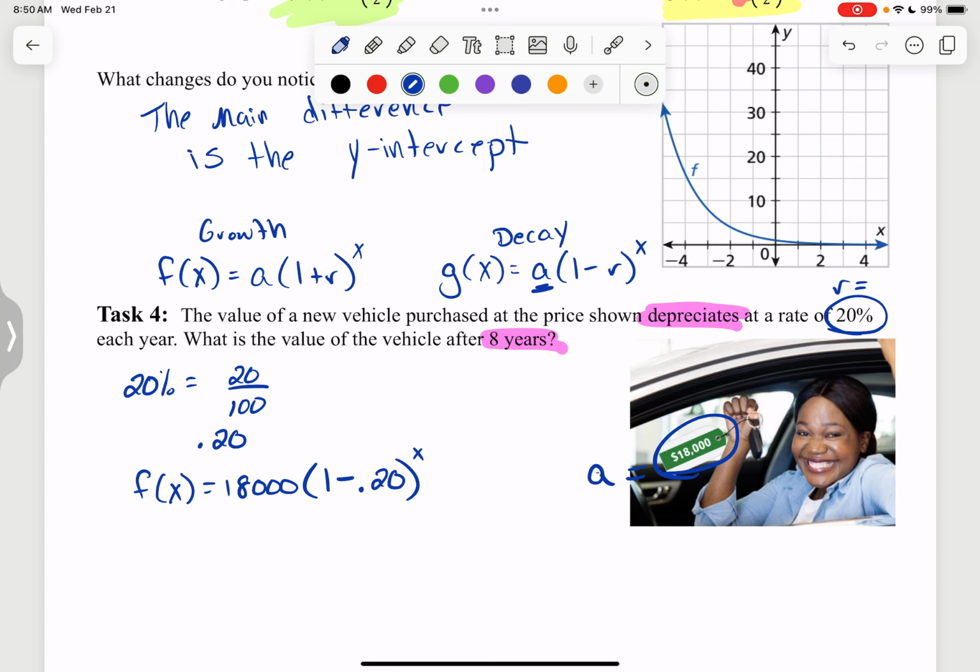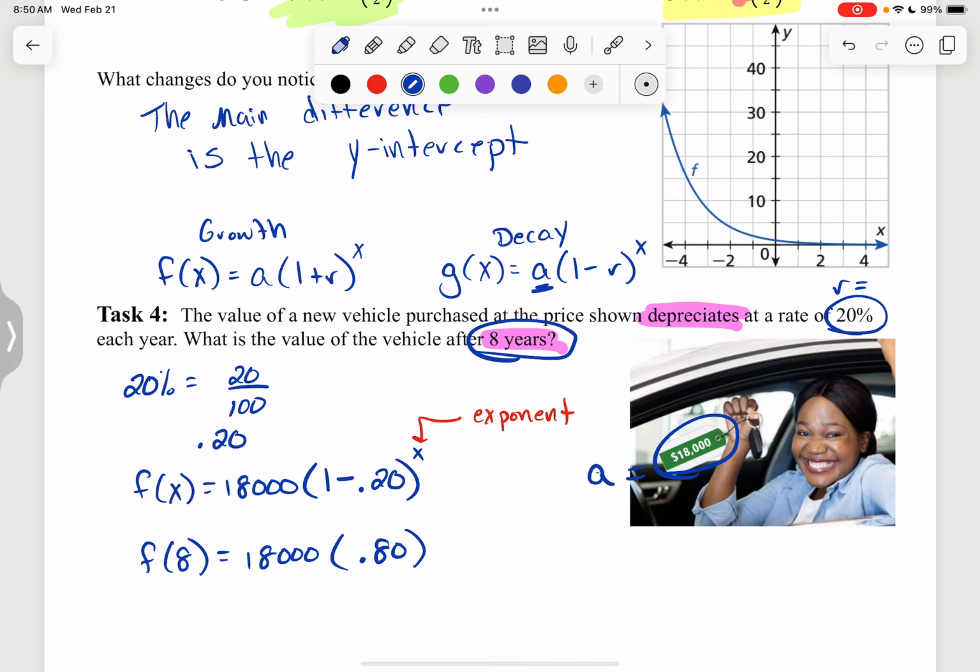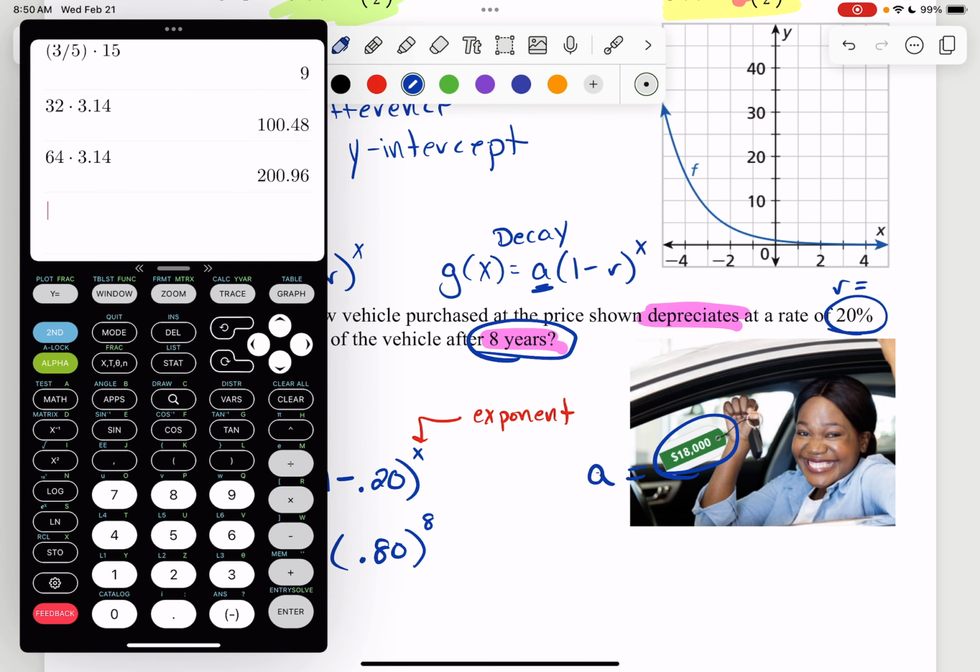Again, reminder, this is an exponent, not a multiplication. You cannot divide to get rid of an exponent. Okay? But now we want to know what its value is after 8 years. So I want to figure out what f of 8 is. So I take 18,000 times 1 minus 0.2, which is 0.80, to the 8. I can do all of that in my calculator here: 18,000 times 0.8 to the 8.